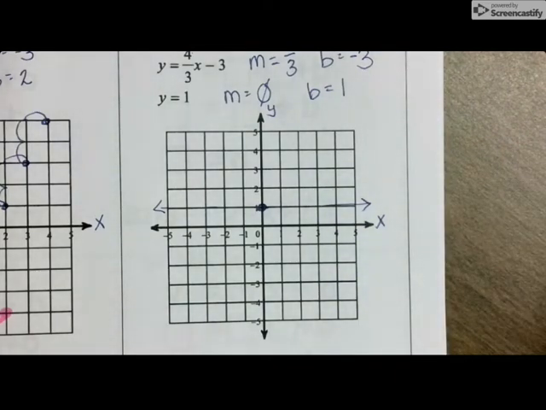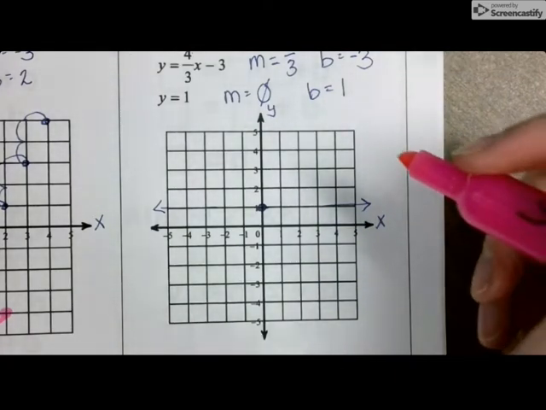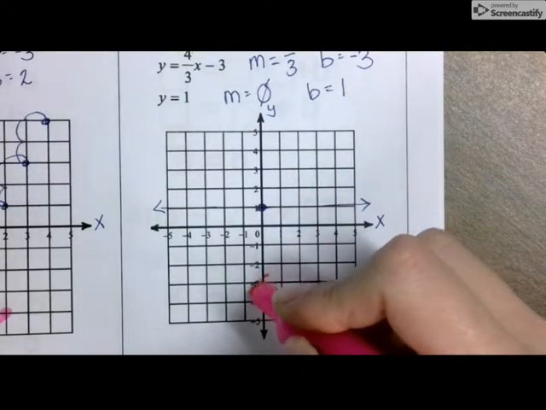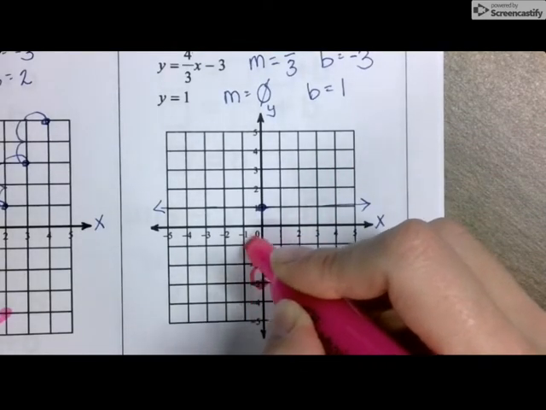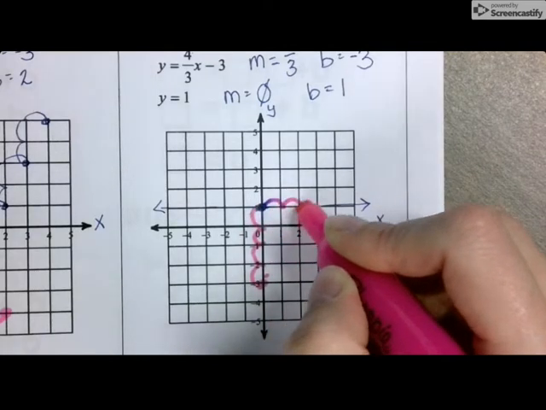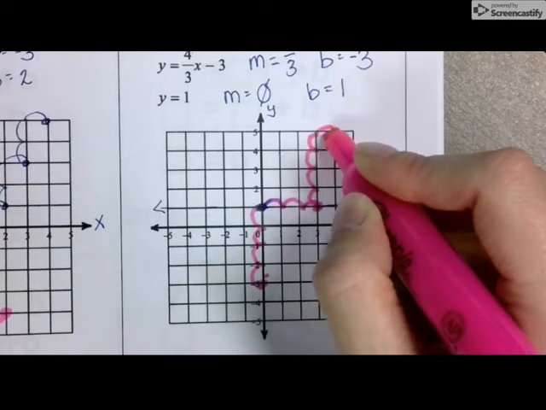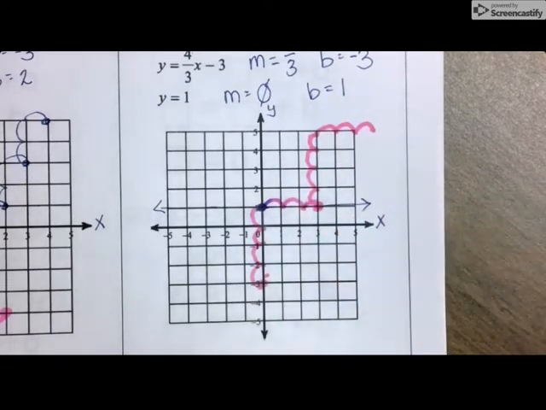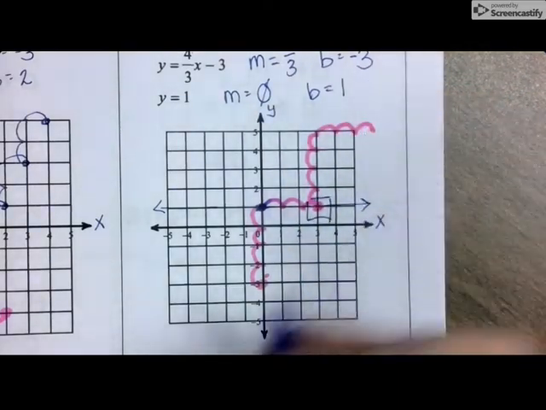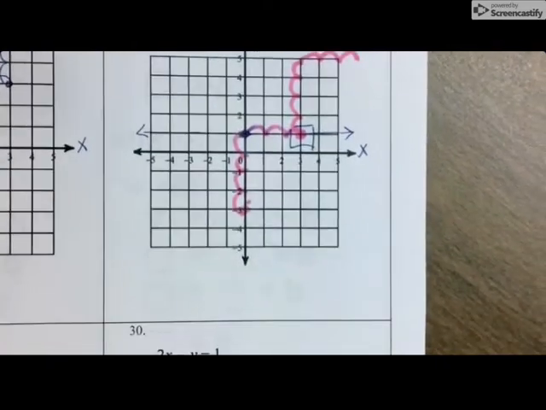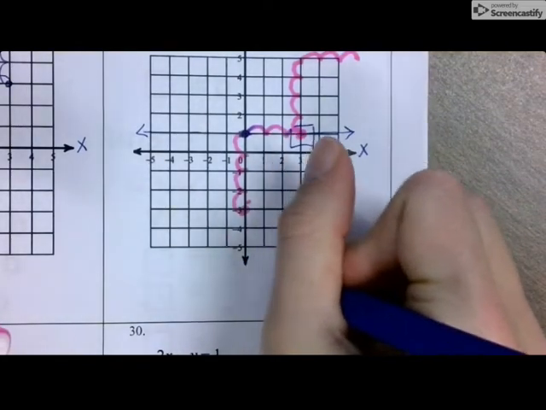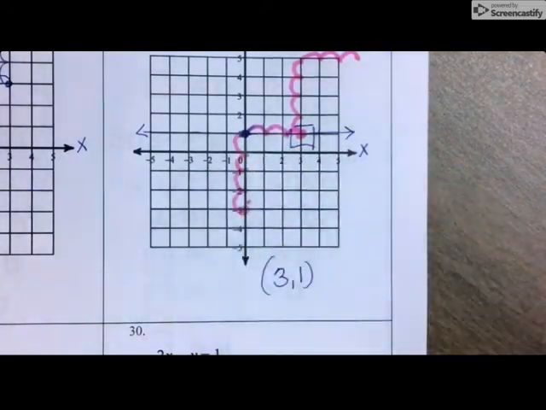Okay? For the first one in this case, I'm going to find negative 3, and I'm going to go up 1, 2, 3, 4, right 1, 2, that's off the graph. Okay? So the point of intersection is here, and that point is 3, 1. All right?